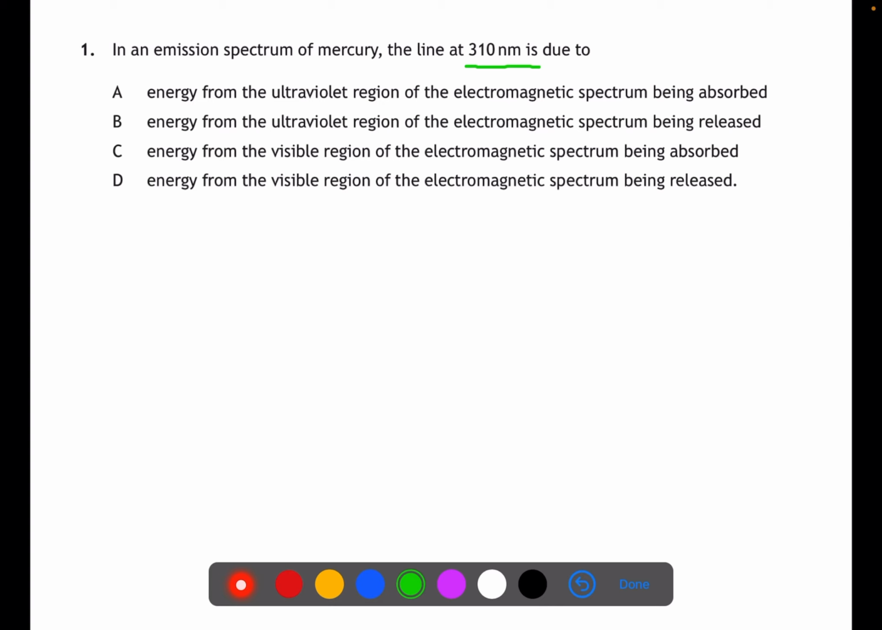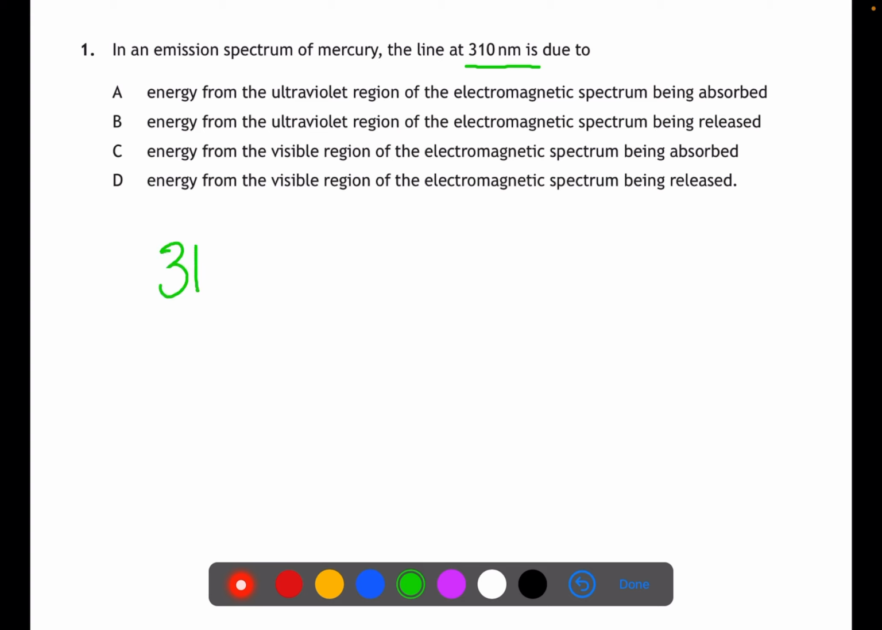Today we're going to be looking at the Section 1 multiple choice of the 2019 paper for Advanced Higher. Let's have a look at question 1. In an emission spectrum of mercury, the line at 310 nanometers is due to what? So the statements relate to different parts of the electromagnetic spectrum and whether or not light is being absorbed or released. The first thing to consider is which part of the electromagnetic spectrum does this wavelength relate to.